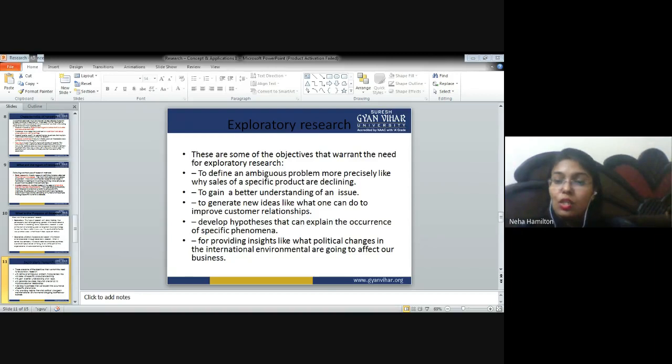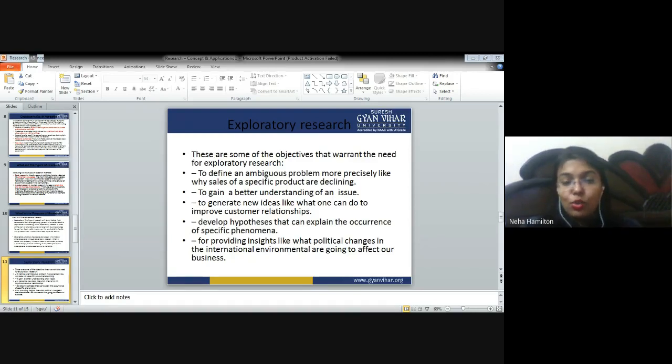Okay. So here in this slide, we have some of the characteristics of exploratory research that will help you understand the concept of exploratory research better. What are those characteristics? The first thing is to define an ambiguous problem more precisely. Why are sales of a particular specific product declining? Again, this product is new. Nobody has done any research on that product. You are the one who is doing the research for the first time. So that is how exploratory research works.